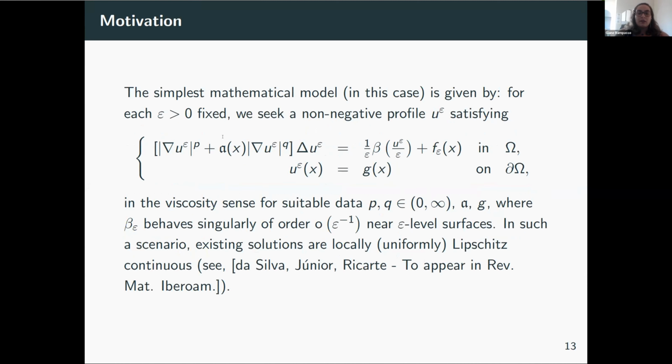And the simplest mathematical model in this case is given by, for each epsilon fixed, we seek a non-negative profile u_epsilon satisfying this problem in the viscosity sense, for suitable data p and q, A and g, where this beta_epsilon behaves singularly, of order 1 over epsilon, near the epsilon level surface. And in this scenario, existing solutions are locally uniformly Lipschitz continuous, as we can see in the work of Da Silva, Junior, Ricarte, to appear.